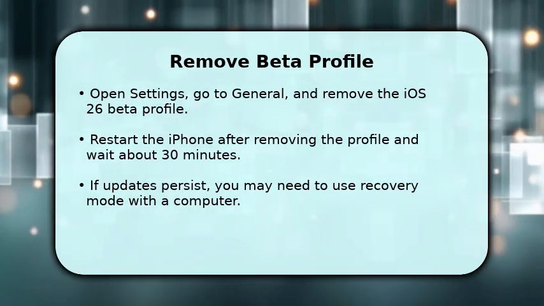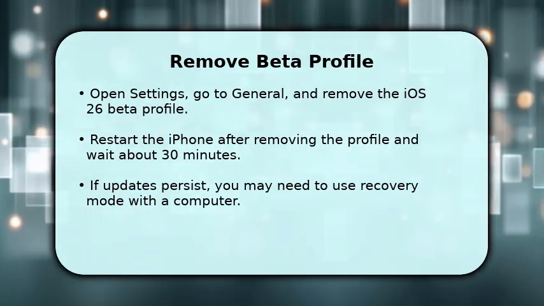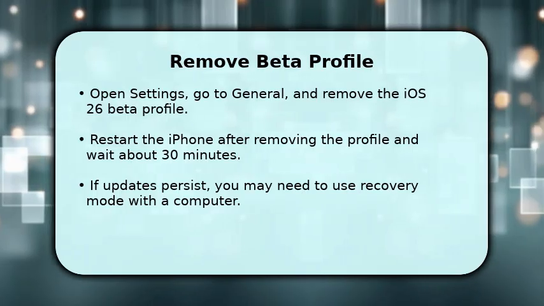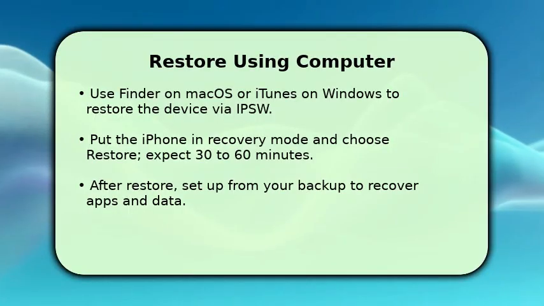If the device still shows beta updates, prepare to use a Mac or PC to restore the device with recovery mode. This ensures the phone leaves the beta release channel cleanly. If removing the profile did not revert your device, restore via a computer.